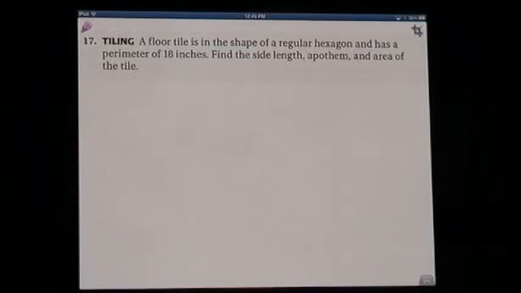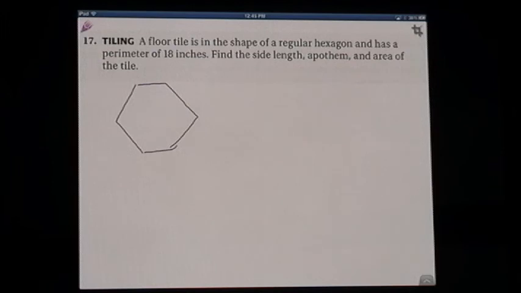...and has a perimeter of 18 inches. Find the side length, apothem, which we like to say pothom, and area of the tile. Floor tiles are the shape of a regular hexagon, so we're just going to draw it. A hexagon has 6 sides. It has a perimeter of 18 inches.